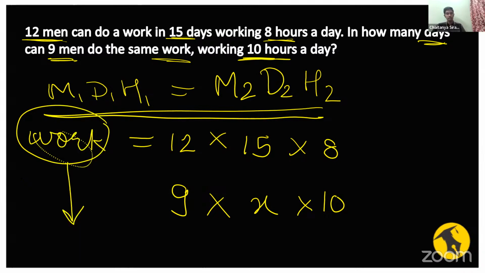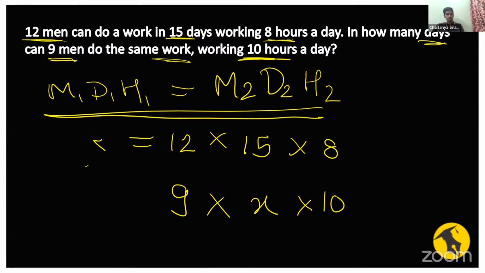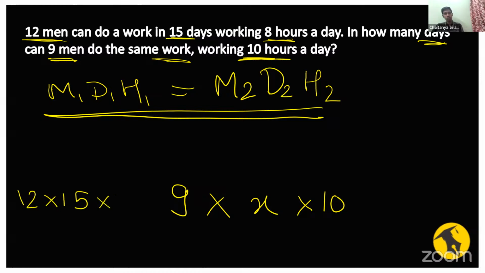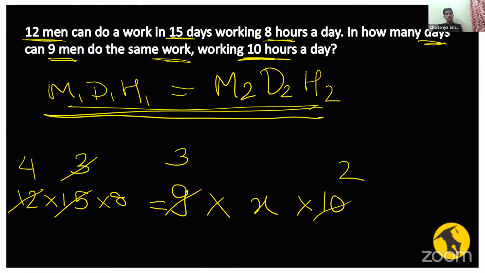So if I write it here, I can write 12 into 15 into 8 equal to 9 into x into 10. This is the relationship you want. Either you straight away remember this, or you can just work it out. It's fairly easy. If I divide this by 9, so 3, this is 4. That's 3, and 3 cancel. 2, 1. So I'll get x as 16.